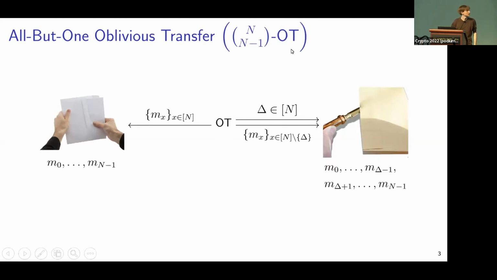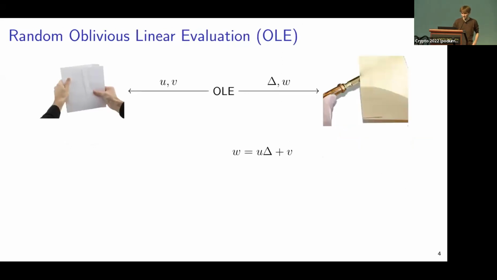But that's what's different about soft-spoken OT: once you go to all-but-one OT, the receiver picks one message it doesn't want to receive out of n, and learns all of the other messages, M0 up to Mn, excluding M_delta. We follow silent OT and use a puncturable PRF to efficiently generate all the all-but-one OTs. These will be our base OTs. So that's the types of things we use to base the protocol on.